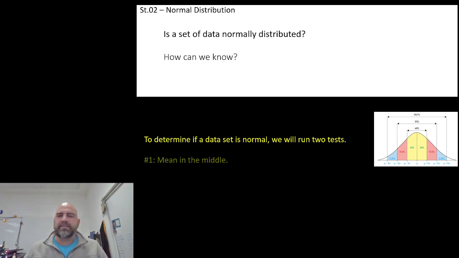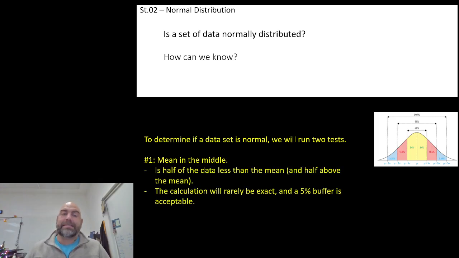The first test that we're going to do is the mean in the middle. It's the first thing that we have to look at. How we're going to do that is look at whether half of the data is less than the mean and about half above the mean. And so we're going to take a look at that based on a data set.